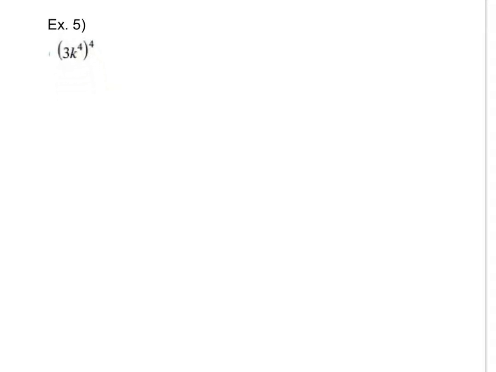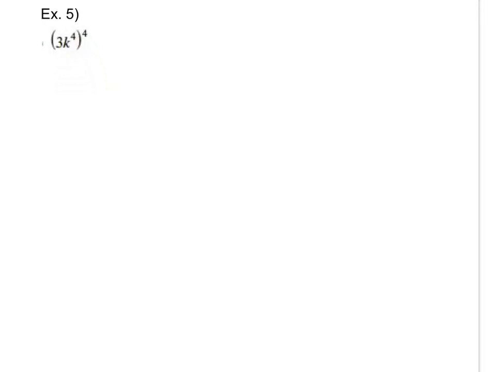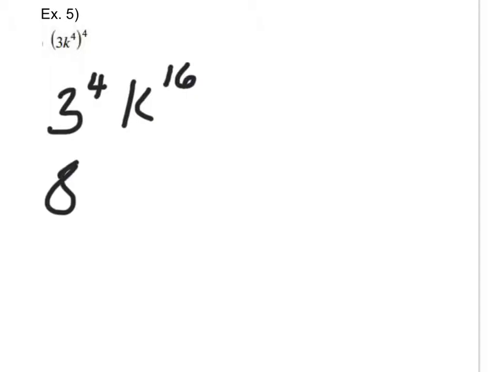Next one, this one's quite easy. In this one, the 4 is acting on both things inside. So it's 3 to the power of 4, and k to the power of 4 to the power of 4 is k to the power of 16. Because it's k by k by k by k by itself 4 times, so we end up with a chain of 16 k's. Okay, and you could simplify that as 81 k to the 16, or you could leave it like this.